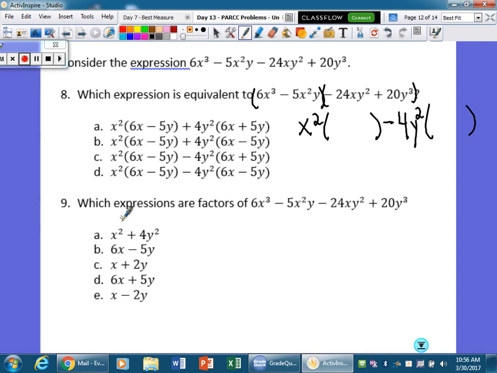Now, number 9, it says which expressions are factors of this? Factors are simply your parenthesis parts, okay? Afterwards, you're going to be able to break these apart into actually 3 different factors. Okay, so this is going to have 3 answers. And then you'll be done.